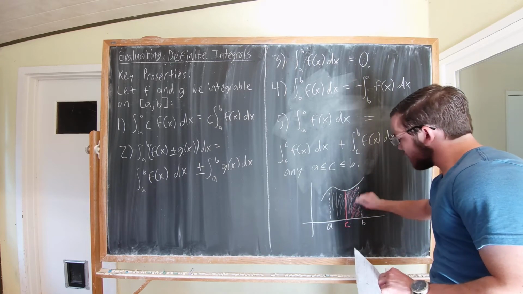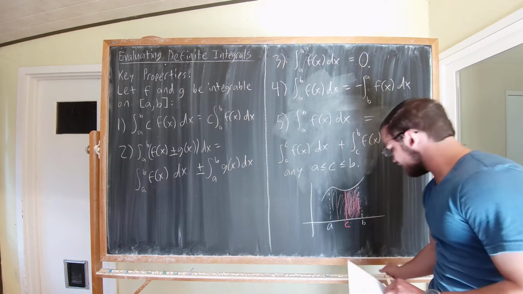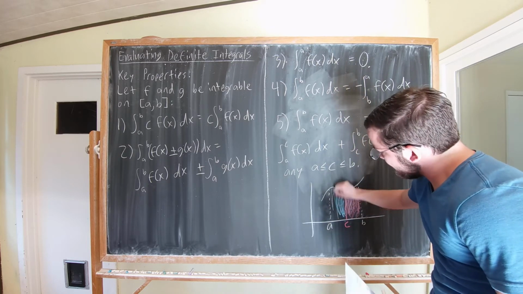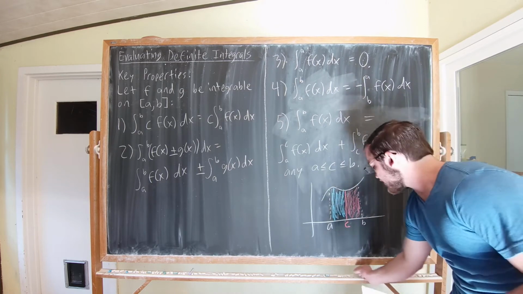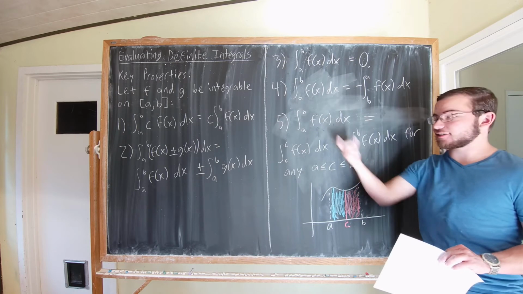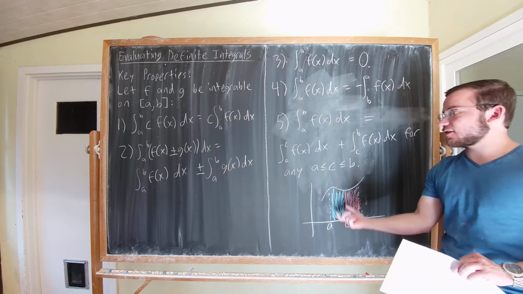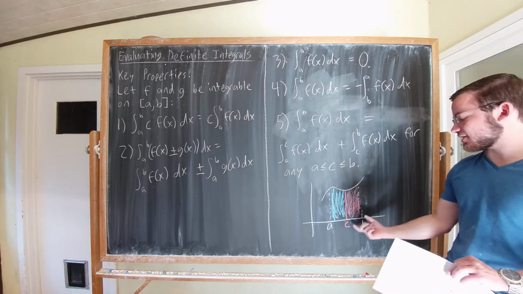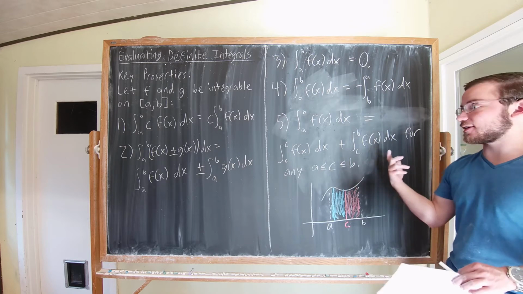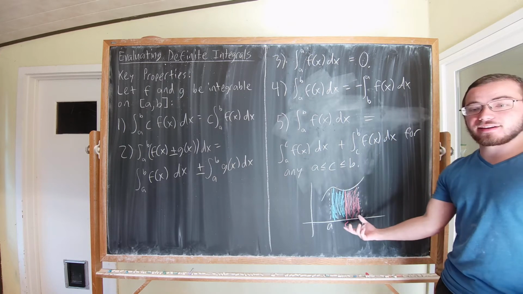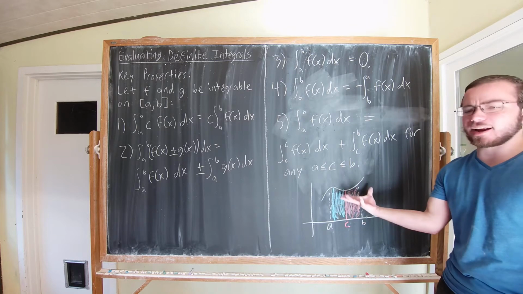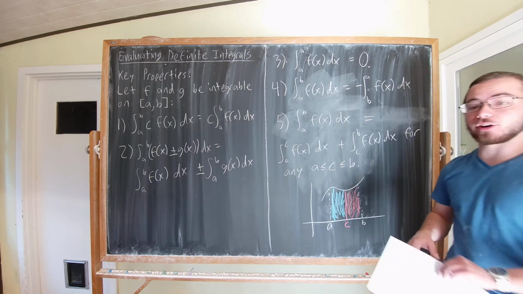as this area plus this area. So the entire area corresponds to the integral from a to b of f of x dx. This area corresponds to the integral from a to c of f of x dx, and this area corresponds to the integral from c to b of f of x dx. And therefore, you can just add them together, right? It's very clear that these two areas add up to make the whole thing, and therefore the equality holds.